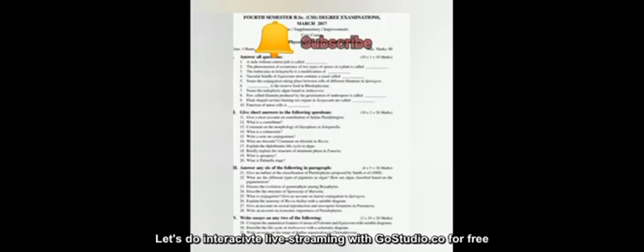7. Name the endophytic algae found in Anthoceros. 8. Few-celled filament produced by the germination of androspore is called. 9. Flask-shaped cavities bearing sex organs in Sargassum are called. 10. Function of nurse cells is.